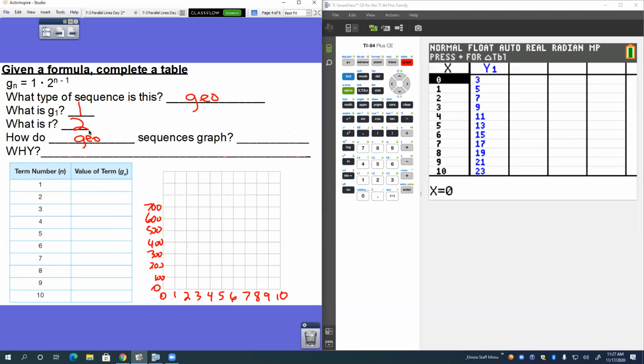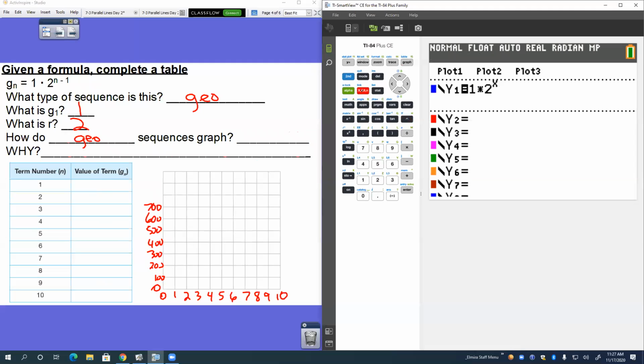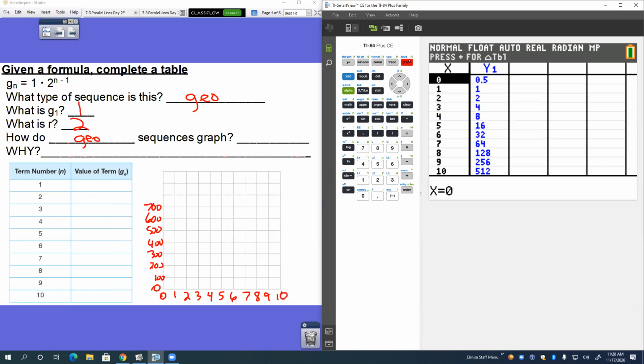So how do geometric sequences graph? We need to go back to y equals. Clear out what's there. We need to type in our geometric sequence. So 1 times 2 caret button x minus 1. Go to our table, second and table. Remember, we ignore the 0 that's there. 1 is 1, and then we have 2 and 4 and 8, 16, 32, because we're multiplying by 2 each time, 64, 128, 256, and 512.